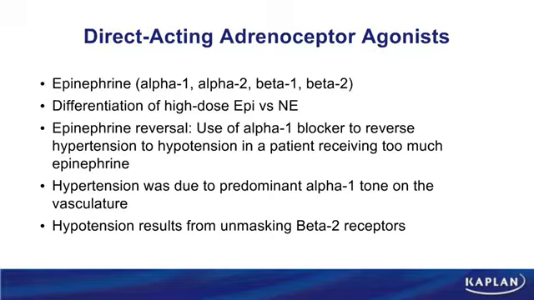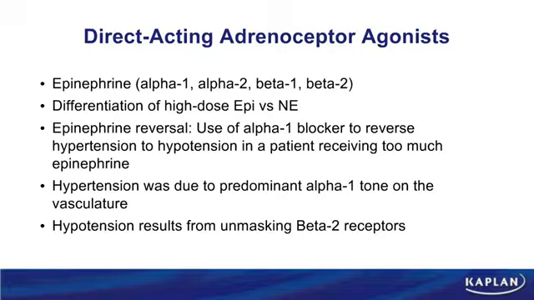Why is it that epinephrine can cause you to go from a hypertensive state to a hypotensive state, but norepinephrine could not? That's because of epi's ability to stimulate beta-2 receptors. When I block the alpha-1s, it's almost as if epinephrine says, that's fine, I will stimulate the betas, including beta-2, causing vasodilation and dropping the blood pressure.